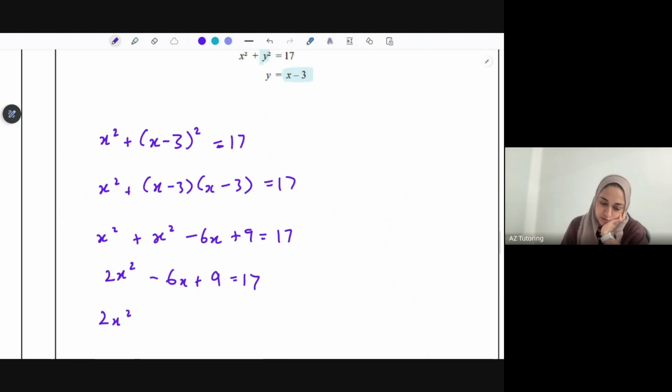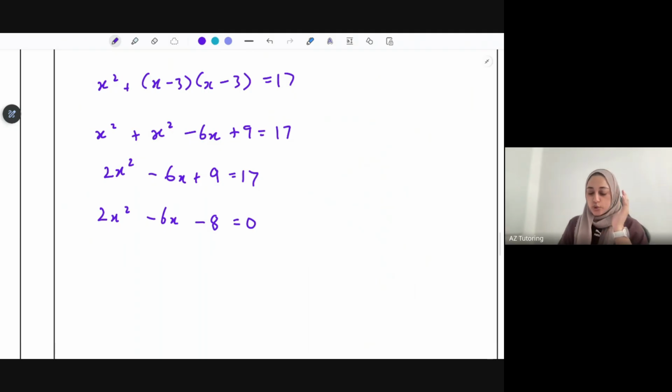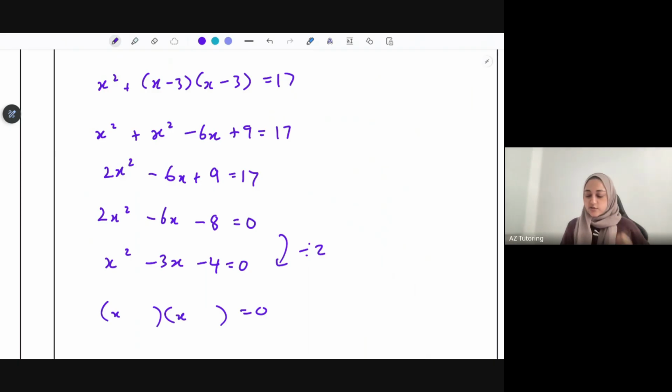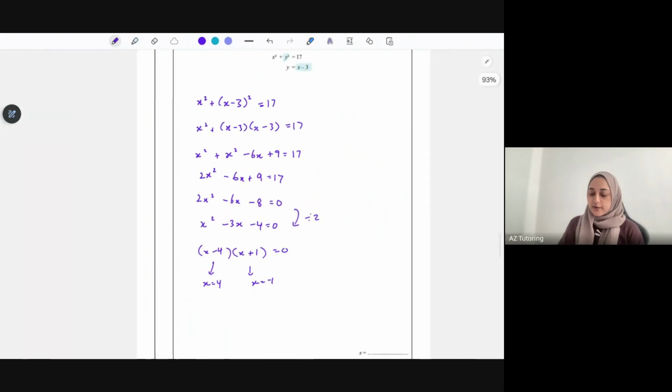Have I done something wrong? No, that's fine. Minus 6x. And then 9 minus 17 gives us minus 8. That equals 0. I've noticed 2, minus 6 and minus 8 are multiples of 2, so I can divide the whole equation by 2 to make it easier. x squared minus 3x minus 4 equals 0. To solve that, I can factorize it or use the quadratic formula. So two numbers that times to give me minus 4, add to give me minus 3. Minus 4 and plus 1. So therefore, my two answers for x are x equals 4 or x equals minus 1. Take the opposite sign.